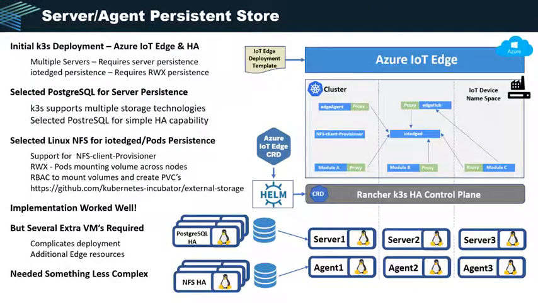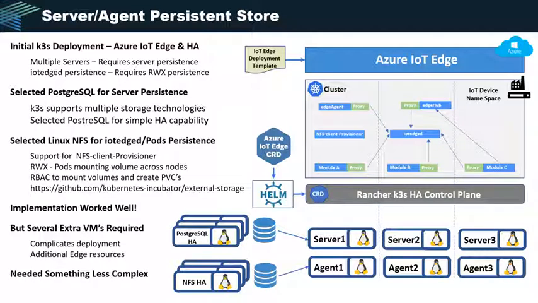The first time we implemented it, we needed persistent store. Obviously, we were going to be using HA, so we had to have persistent store. So for the servers, we initially implemented a Postgres SQL high availability persistent store, and we used a standard Linux NFS in an HA mode for persistent store for the agents. So we tried this first. We got it working. It worked pretty well. We were pleased with it.